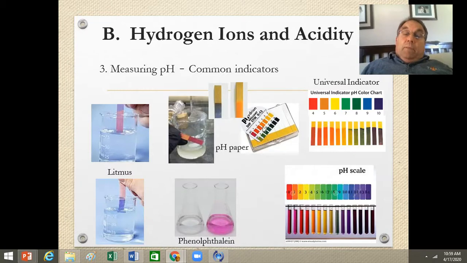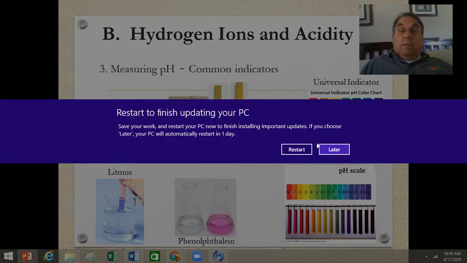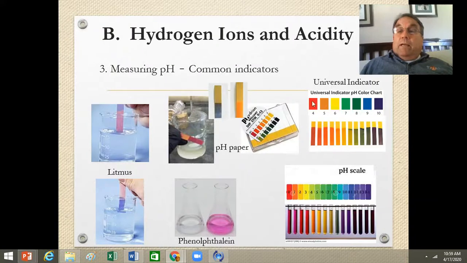Okay, so strong acids are red, weak acids are orange, neutral is yellowish green, and then bases go from green to blue on the scale. Universal indicator is usually a liquid, and it runs from weak acids to weak bases. And then phenolphthalein is a chemical that is clear in acids and pink in bases.